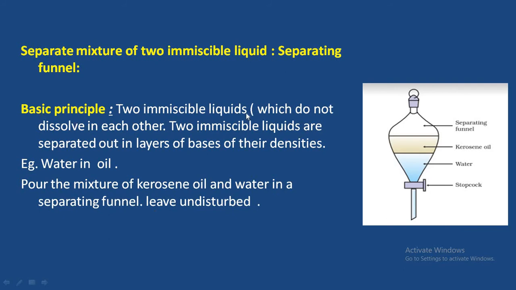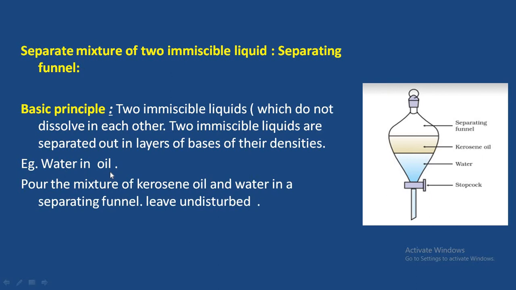Basic principle: two immiscible liquids do not mix with each other. Two immiscible liquids are separated out with the layer on the basis of their densities. Means on the basis of their densities they can be separated. The liquid which has higher density will be collected at the bottom, and the liquid which has lower density will be collected at the top.